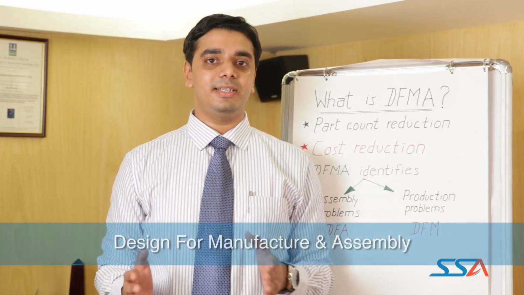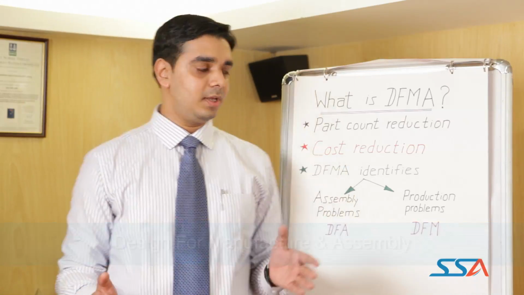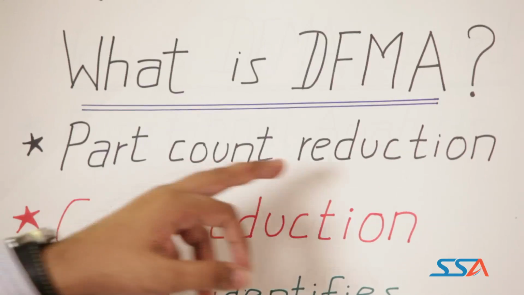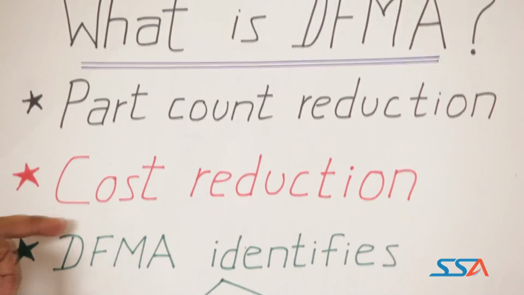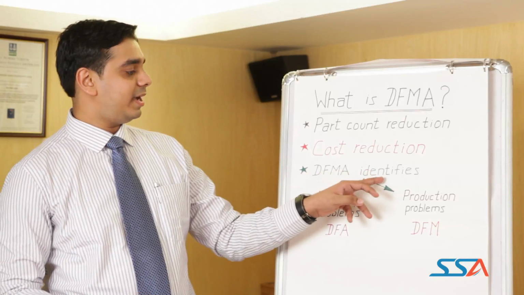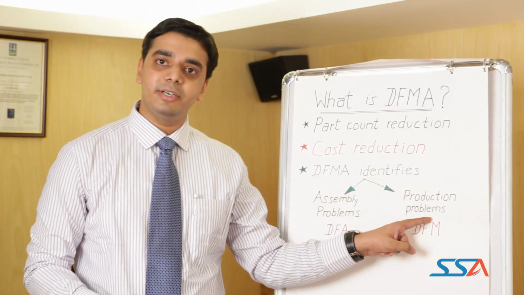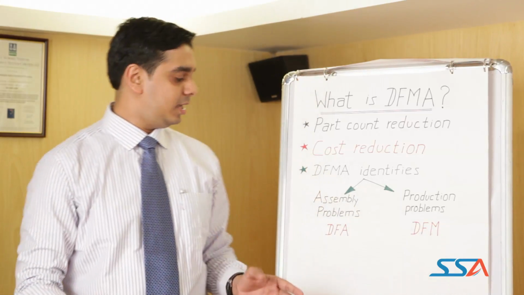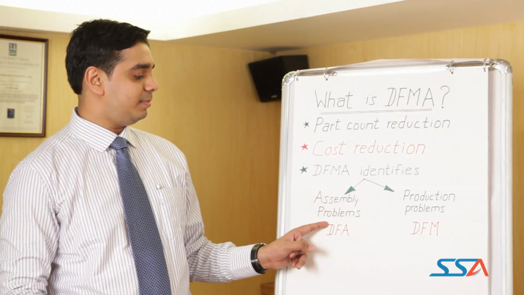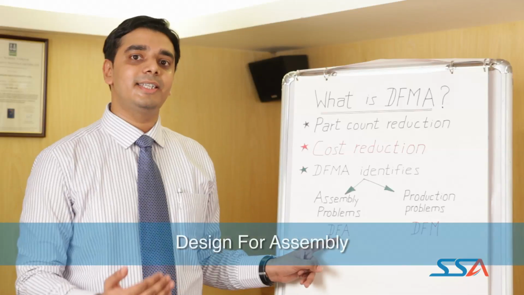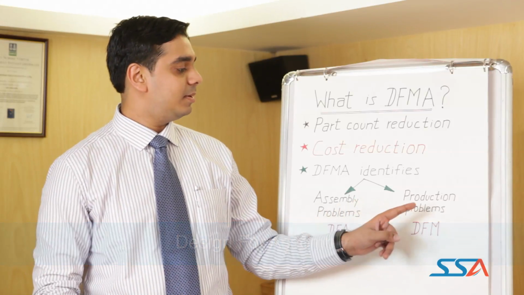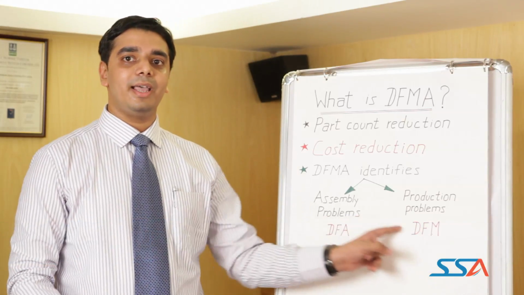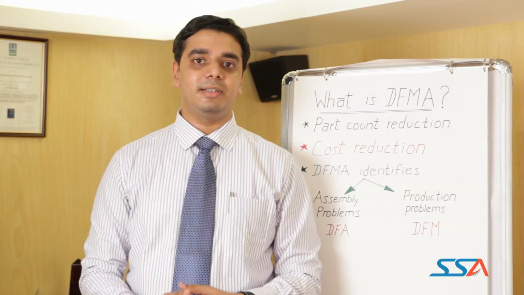DFMA is basically design for manufacture and assembly. The main purpose of DFMA is to reduce the number of parts in a product assembly, thereby reducing the cost of the product and assembly. DFMA identifies majorly assembly problems and the production problems occurred in the product design and throughout the development processes. The problems addressed by assembly problems are termed as DFA, that is design for assembly, and the problems faced in the production are addressed as DFM, that is design for manufacturing, together clubbed as DFMA, that is design for manufacture and assembly.